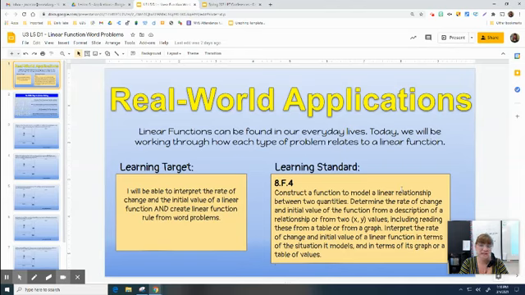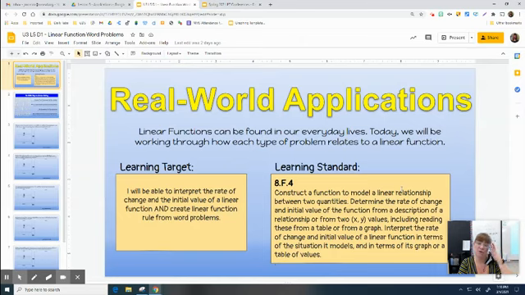Two new learning standards here. Our learning target will be, I'll be able to interpret the rate of change, which is another word for slope, and the initial value, which in word problems represents our y-intercept, where the amount is starting at time 0. So we call that an initial value.